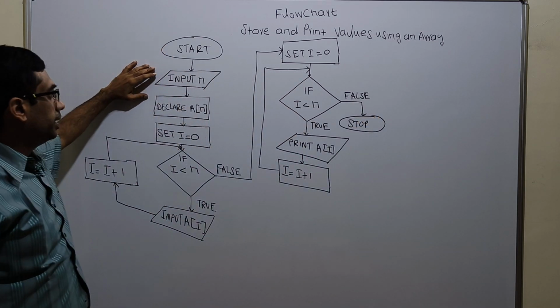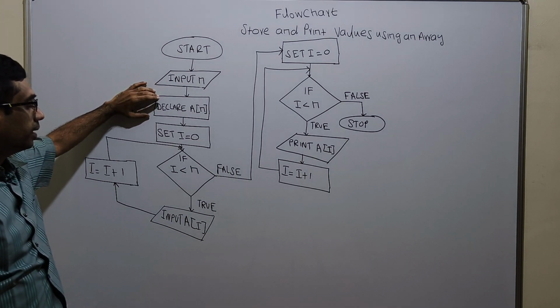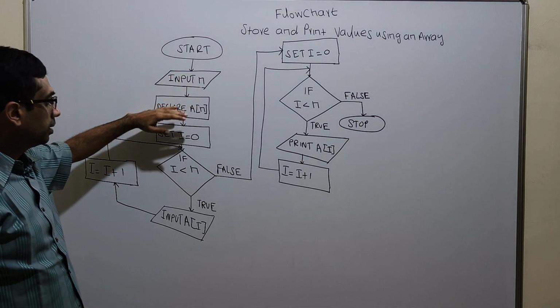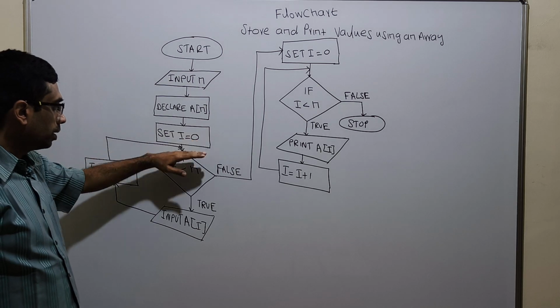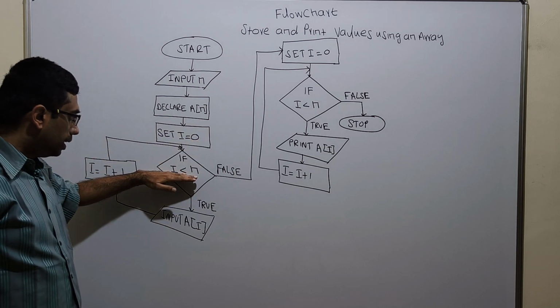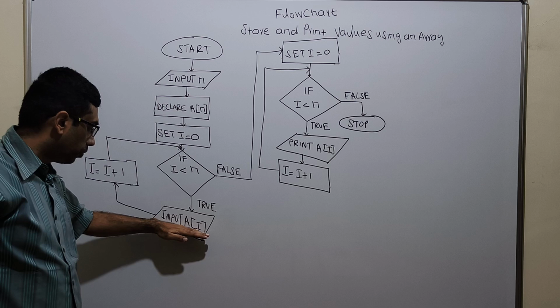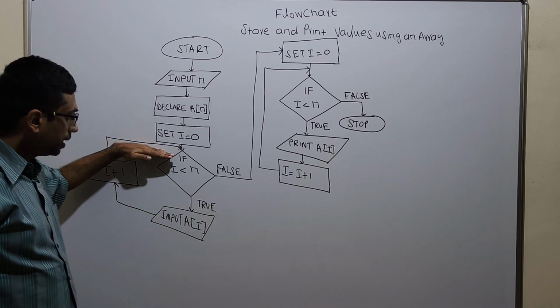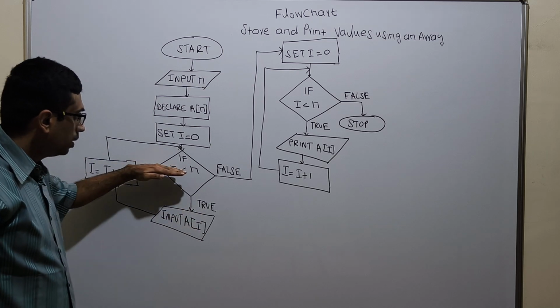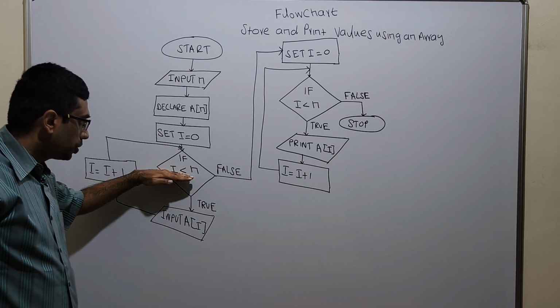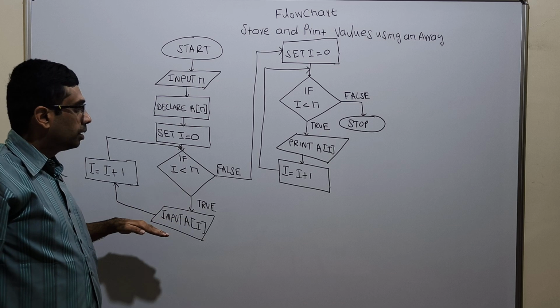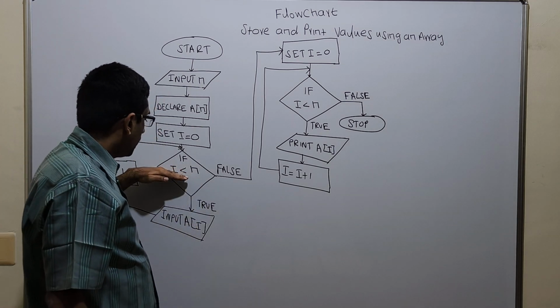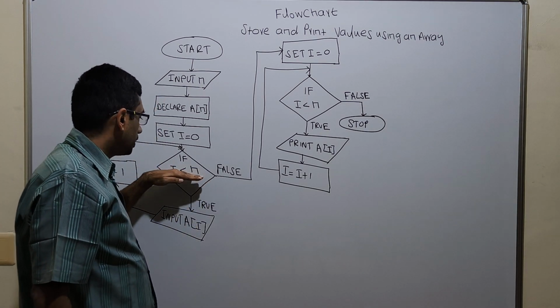So start, obtaining the array size, declaring the array with the size n, initializing I equal to 0. So this is a loop. 0 less than n is true. Obtaining input from the user a of 0, incrementing I by 1. Again I am checking the condition. This loop will get input from the array's index position 0 to n minus 1. Next, if it is false, that means I less than n is false, I equal to n.